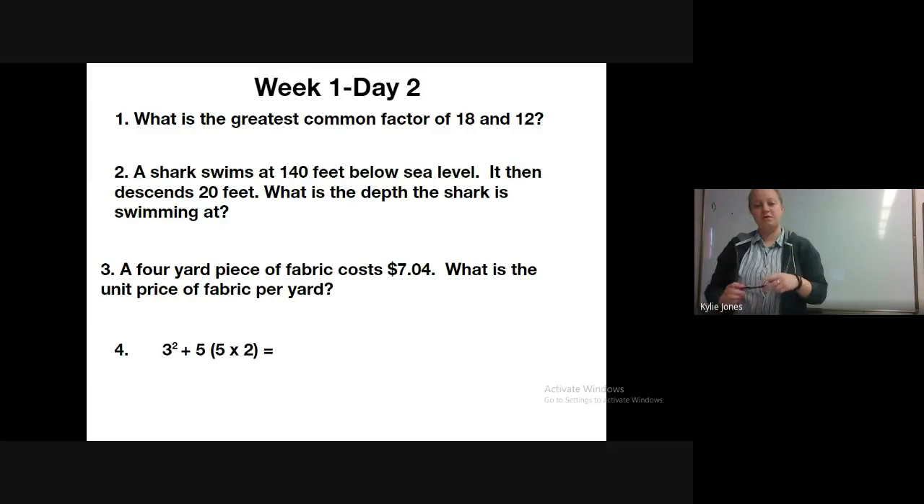And then number 4, you're doing order of operations, PEMDAS for that one. Okay, so go ahead and be working on those. Number 4 is a little bit tricky, so try your best on that, but we'll do them in a few minutes.